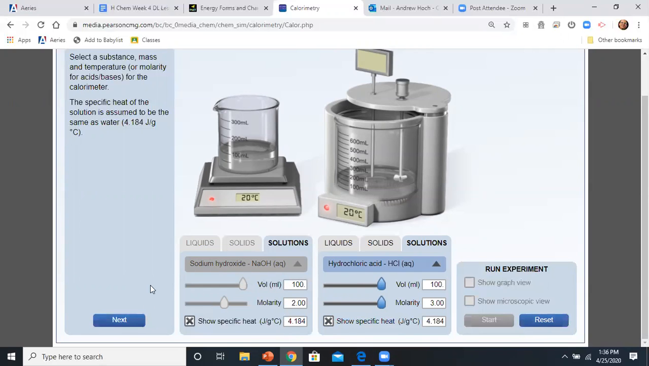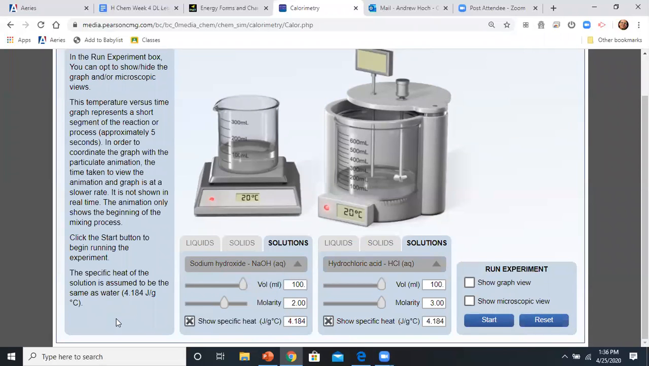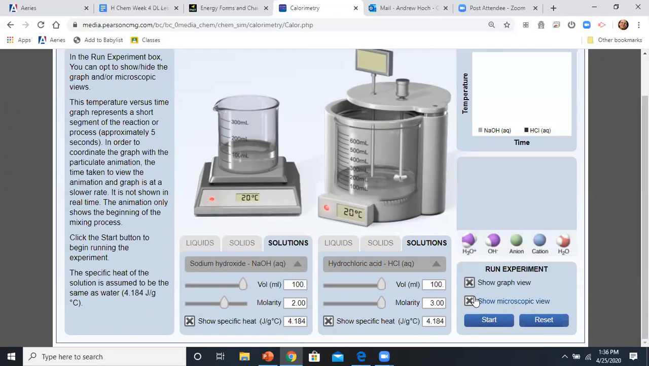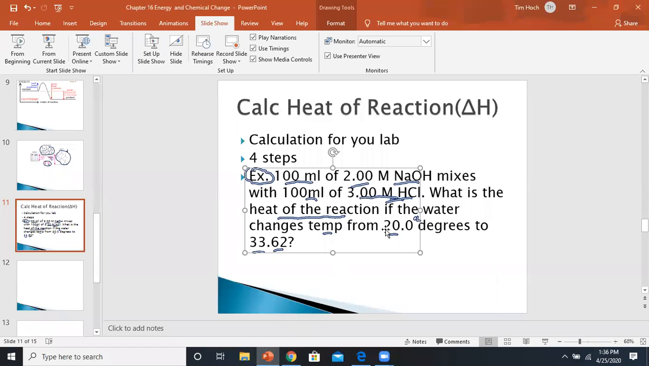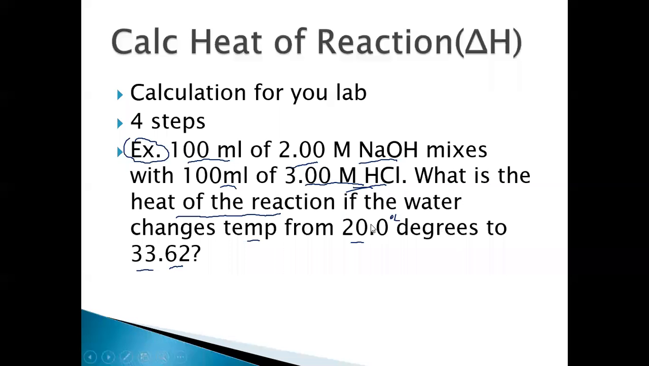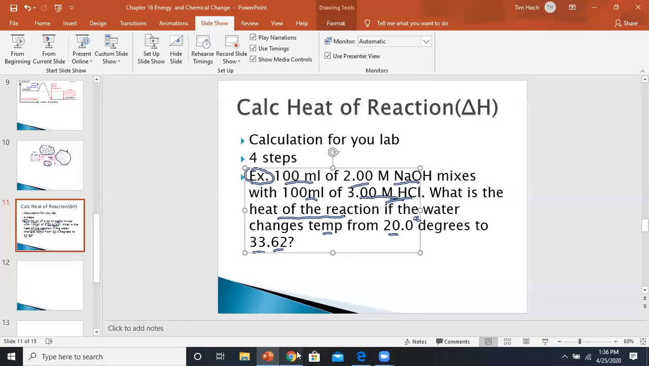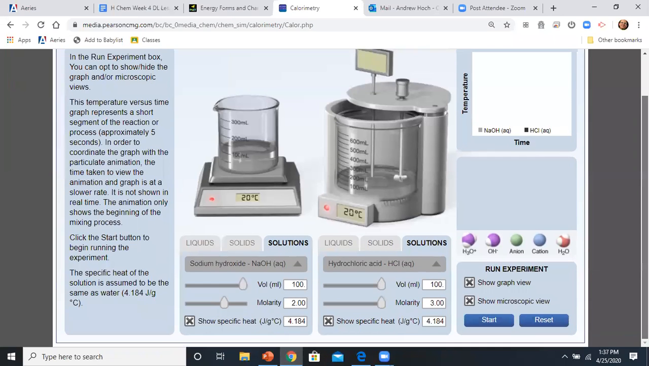Now I have it all set, and we should see what's going on here. I'm going to show a graph view and a microscopic view as well to see what's going on. Notice my initial temperature right here is 20 degrees Celsius, just like the problem was explaining, right? The water is going to go from this 20 degrees to, and I ran this earlier, so I want to say the end temperature should be around 33.62. Let's see if this plays out the same way.